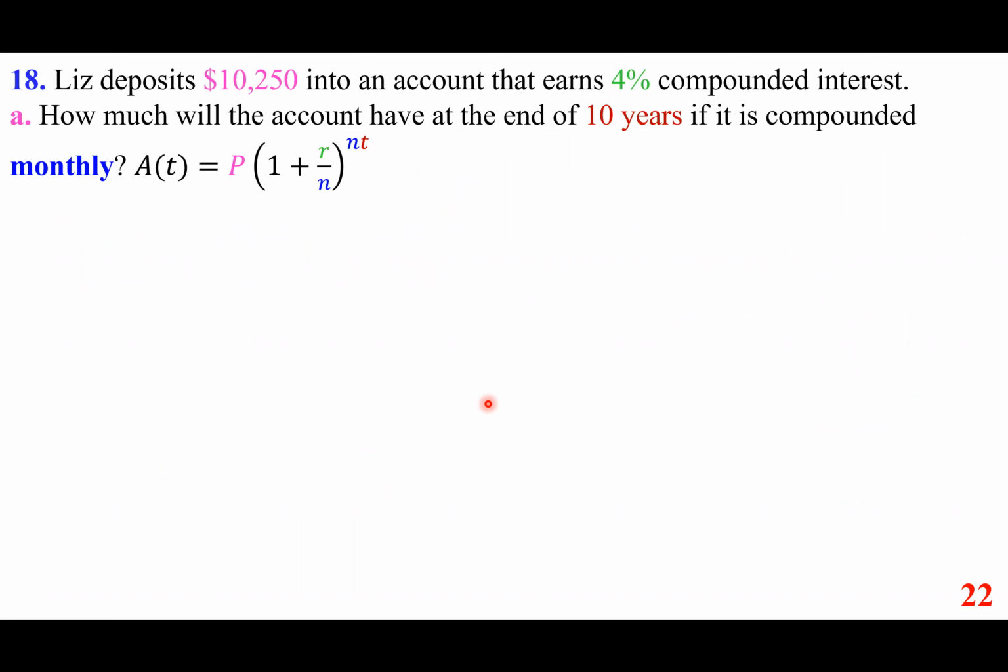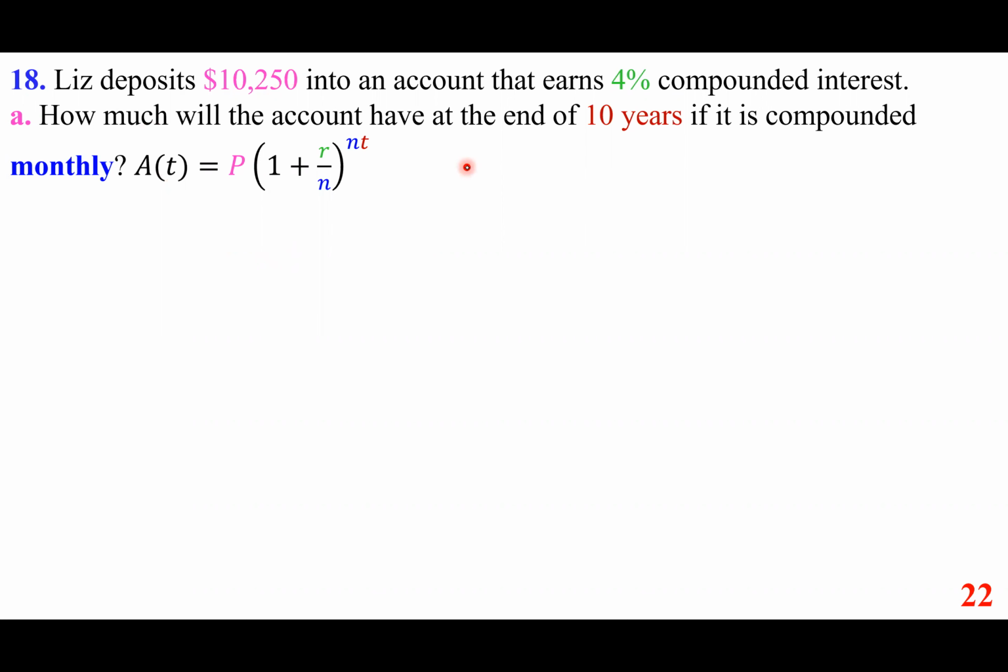Here's the next question. Les deposits $10,250 into an account that earns 4% compounded interest. How much will the account have at the end of 10 years if it is compounded monthly? So here's the formula for compounding. I hope you remember the basic formula is I equals PRT, simple interest. This is the compounded version.